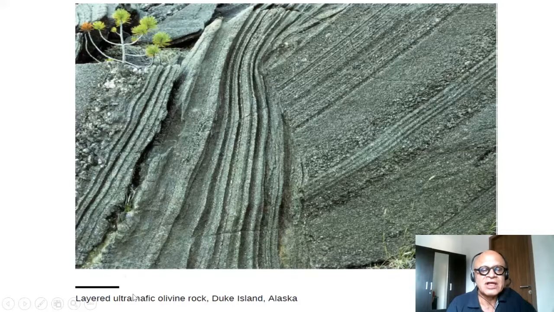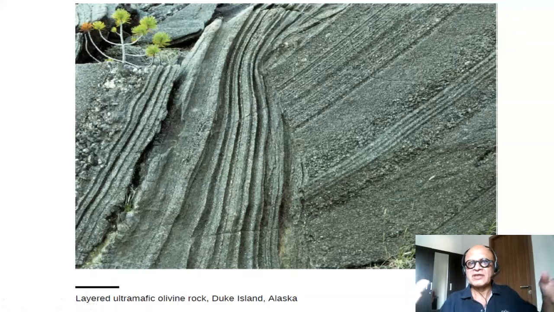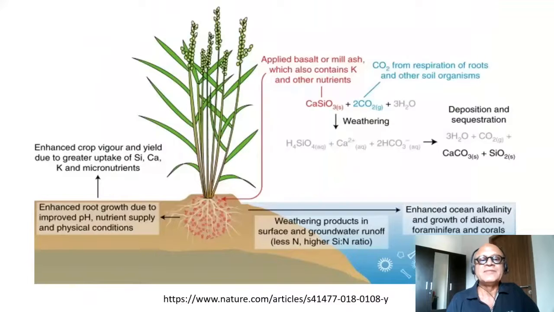There are layered ultramafic olivine rocks. This is from Duke Island, Alaska, which can be ground up and spread on land in agricultural lands and so on. If they're ground up, then their weathering rate goes up by a lot compared to rain falling on the rocks and slowly weathering it, or what is called biologically enhanced weathering, where lichen, moss, and plants and so on grow on the rocks, crack them open, and release pieces of the rock, which also enhance weathering essentially.